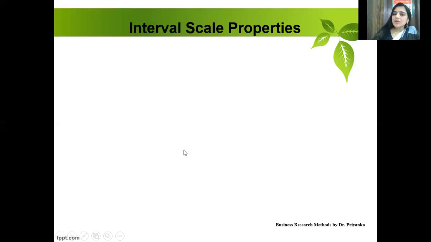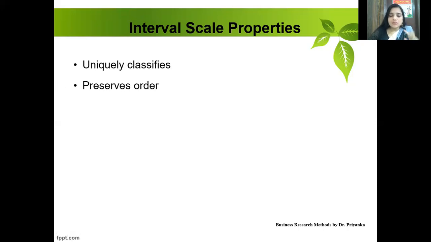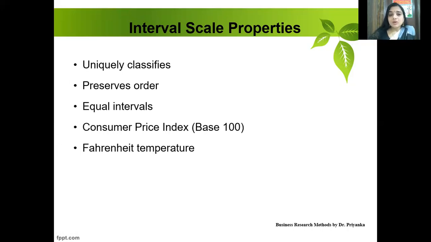Then when we talk about interval scale properties, it adds one more value. Yes, it uniquely classifies the parameter, then it preserves the order. Yes, 1, 2, 3, 4, 5. This way it is also a kind of ranking. But the only thing that differs here from the ordinal scale is that it presumes equal intervals in between two items.